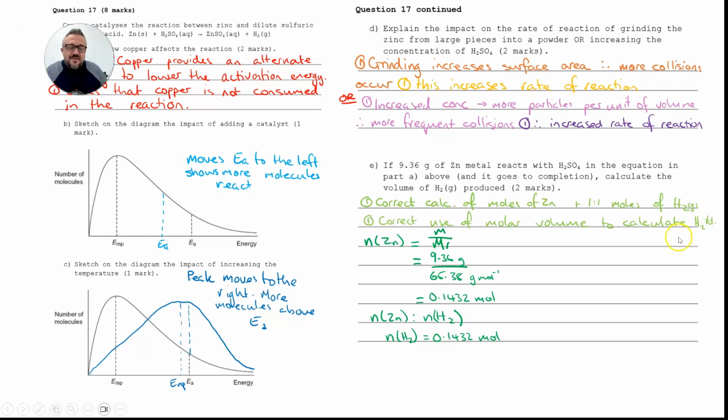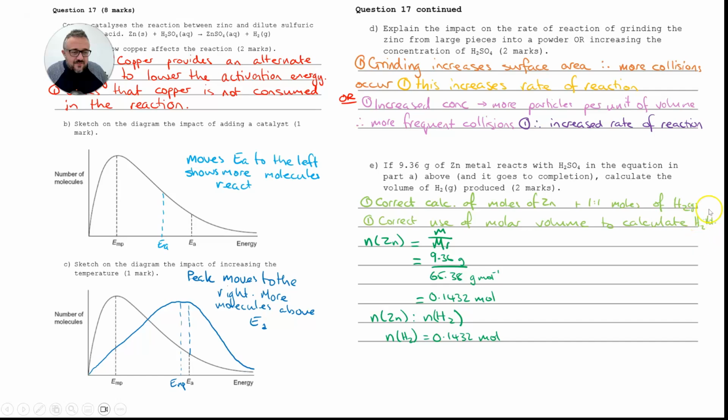So first, we look at how many moles of zinc we have, right? We've got the equation up here. All right, that all works. So mass divided by molar mass, so 9.36 grams divided by 65.38 gives us 0.1432. We do not ever round down in your working. That is your final answer.